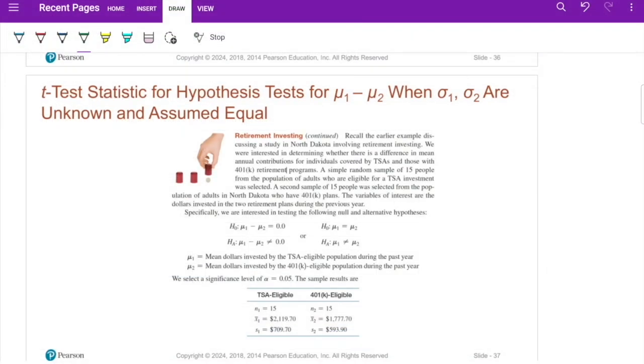Another example, again, we are using the t-test when both sigmas are unknown, and again we assume that both sigmas are equal. Sigmas or sigma squares, the variances.